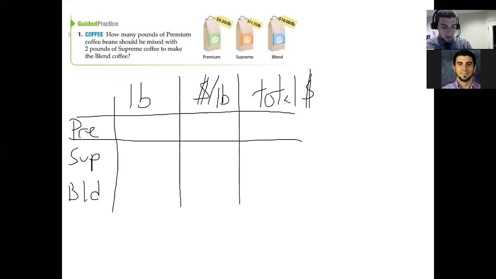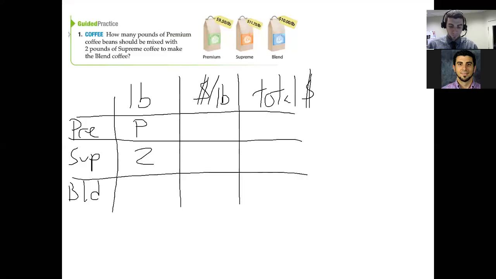Now, at the end of the day, what are we trying to figure out? Well, it says how many pounds of premium coffee beans should be mixed. Okay, so premium is going to be the variable, so I'm just going to use P. Should be mixed with 2 pounds of supreme coffee. How much supreme coffee is that? 2. Okay.